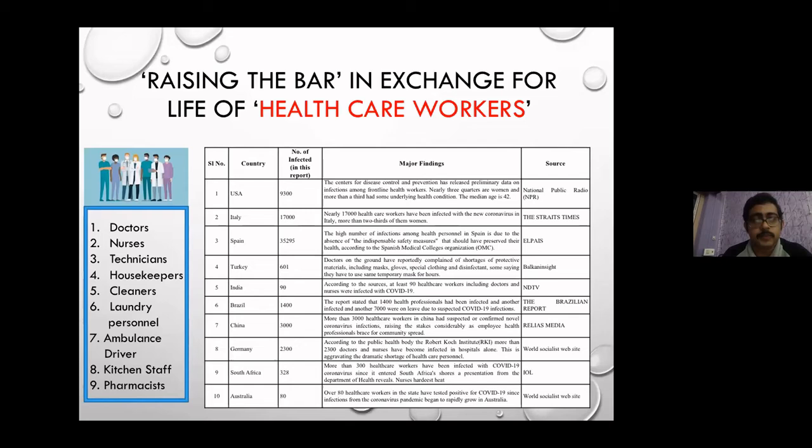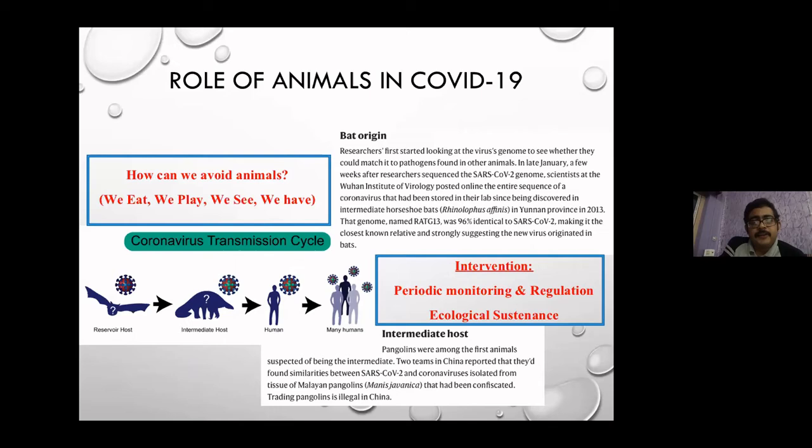Coming to one of the very conventional and controversial aspects of COVID-19, that is the role of animals. Now, there has been a report of the bat as the origin of COVID-19, as 96% identity was seen for SARS-CoV-2 with the closest known relative, that is the horseshoe bat. Now, there have been controversies regarding that. There have been questions on the pangolin being an intermediate host. So on the left side of the screen, you can see that the reservoir host and intermediate host still remain a question mark, where the human-to-human transmission is evident.